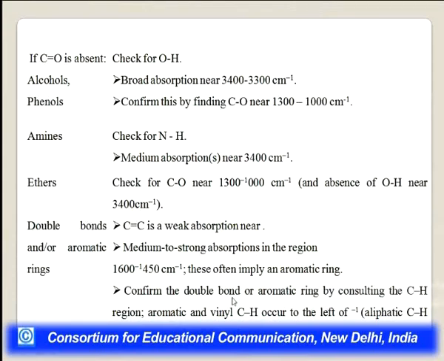Confirm the double bond or aromatic ring by consulting the CH region. Aromatic and vinylic carbon-hydrogen bonds occur to the left of the aliphatic, that is, aliphatic CH occurs to the right of this value.